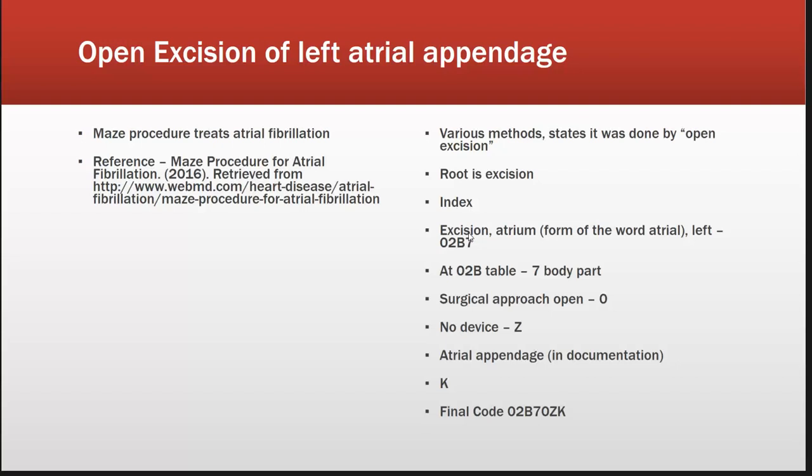You're going to index the main term of excision. Atrium, again the word atrium and atrial are synonyms. Then you have left anatomically. You have 02B7 given to you in your alpha. Your surgical approach is noted as open. 0 is your character value. Z, no device. And then for this particular code, you have to choose a qualifier value that relates to the atrial appendage, which is given to you in your documentation, and that is K. Your final code for an open excision of a left atrial appendage is 02B70ZK.